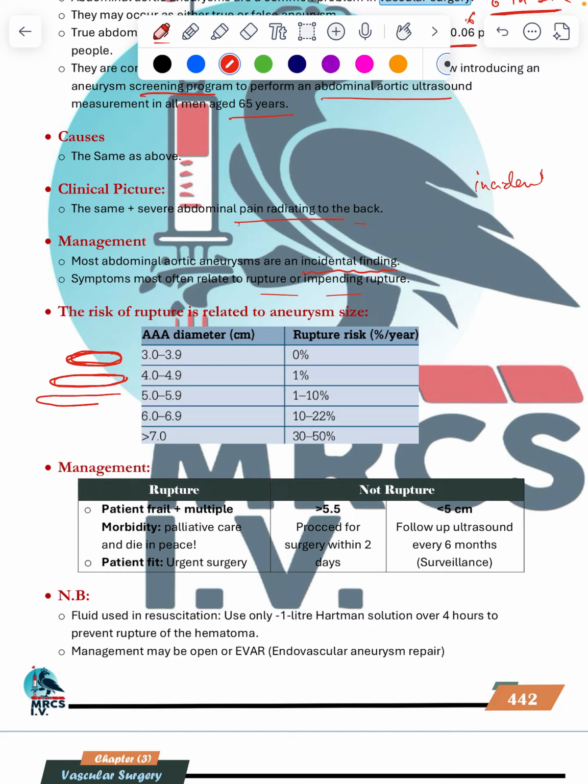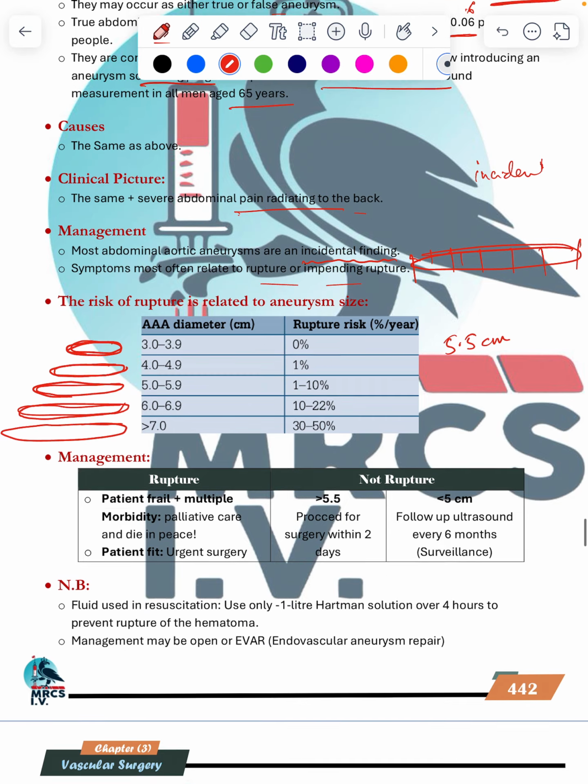Again now 5 to 5.9, 6 and above. When it goes to 6 and above, and 7 centimeter, see this 7 centimeter, 5.5 centimeter is taken as a risk. If you see 1 centimeter is this much, if it increases to roughly this size, 1, 2, 3, 4, 5, so 5.5, when it increases in size.